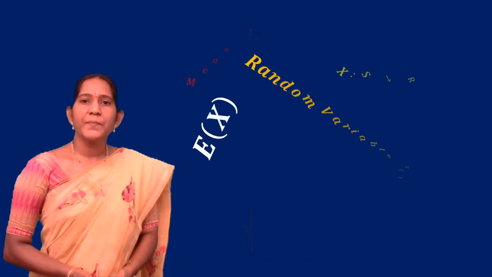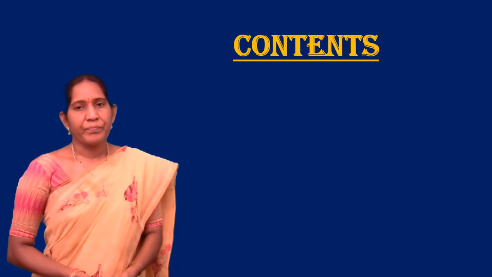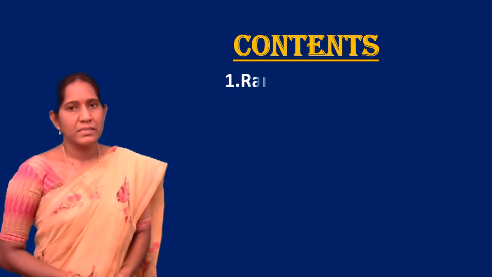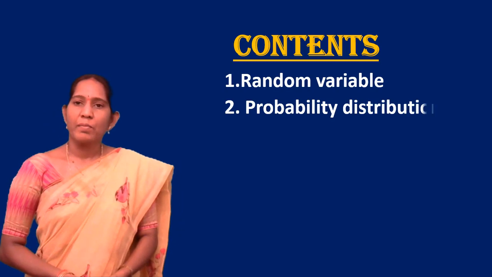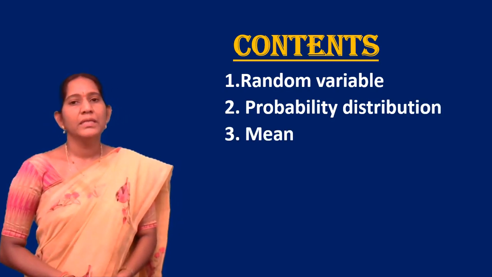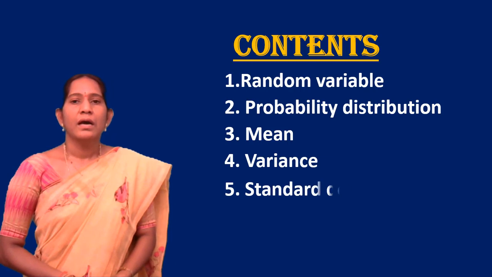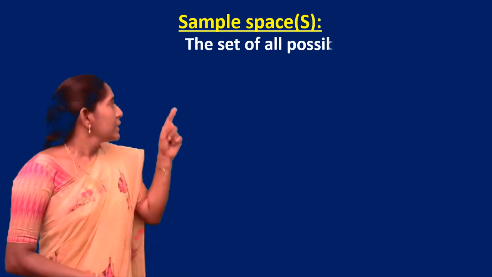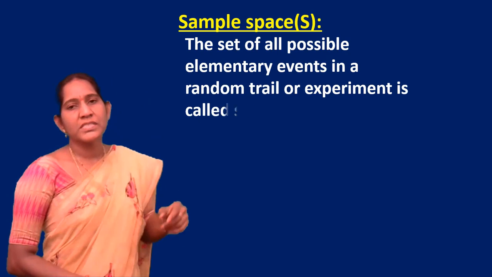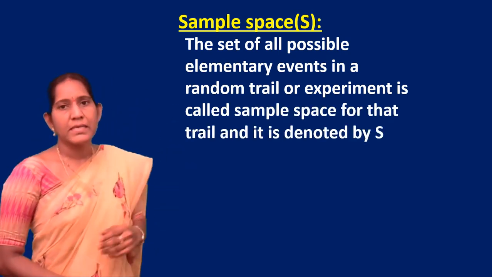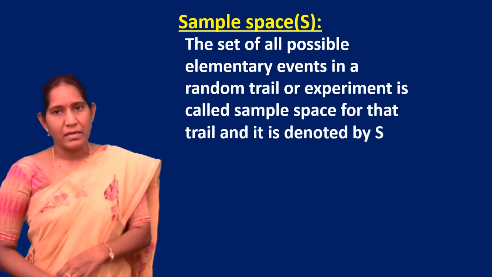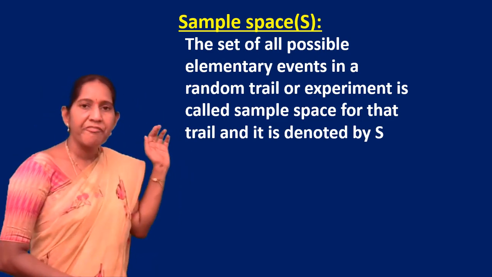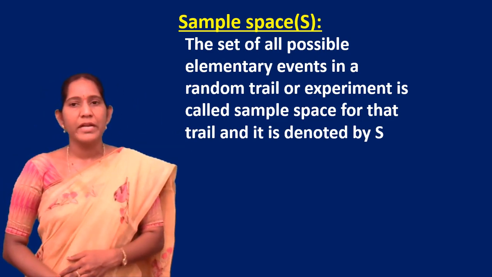So, at the starting chapter of probability, sample space. Today's contents: random variable, probability distribution, mean, variance, and standard deviation. See the definition of sample space. The set of all possible elementary events in a random trial or experiment is called sample space for that trial and is denoted by S.